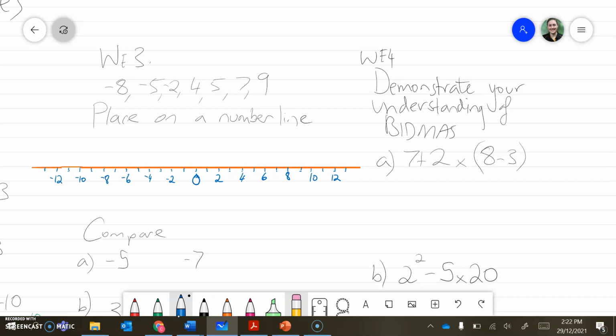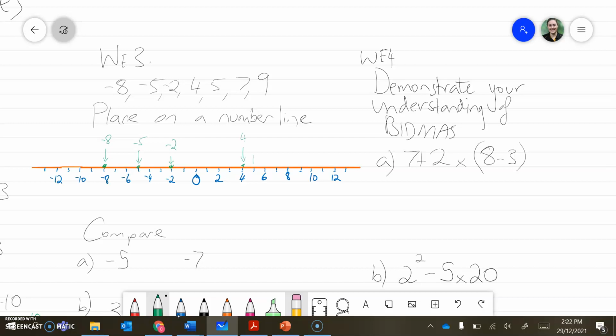And then what I need to do is place each of those values on the number line. So I'm going to use a different color. And so negative 8, well, that's going to be here. And I'm going to annotate that that is clearly negative 8. Negative 5, that's going to be between negative 4 and negative 6. Negative 2. Four.